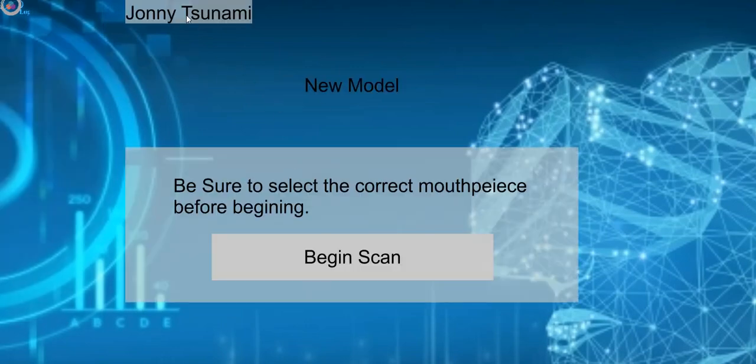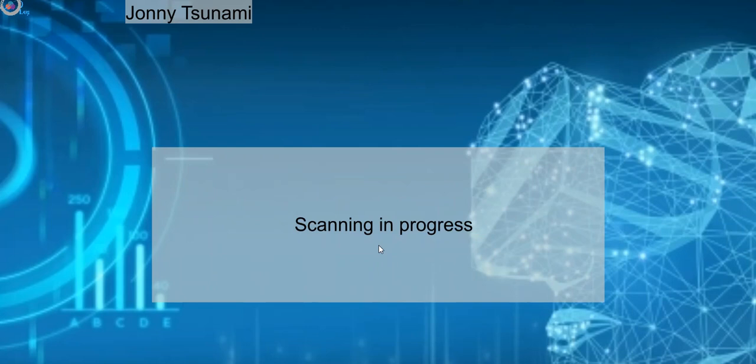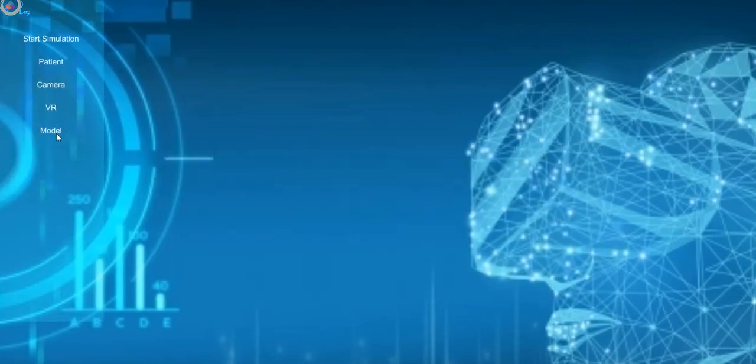So to start, we have Johnny Tsunami selected here, and we need to be sure we collect the correct mouthpiece before beginning. Johnny is a child, so make sure you put the right small child mouthpiece in. And then just click Begin Scan. After a few moments, 60 seconds or so, the scanning will be in progress, and the scan will be complete. You go ahead and click forward, and we go down to Model, and we can look at the preview to see how the scan came out.